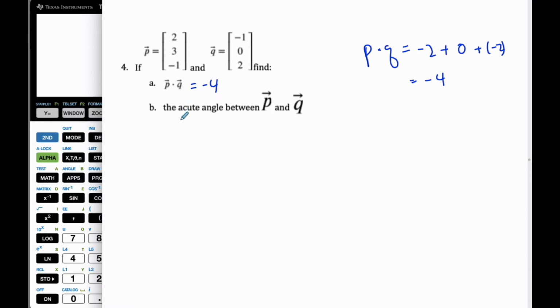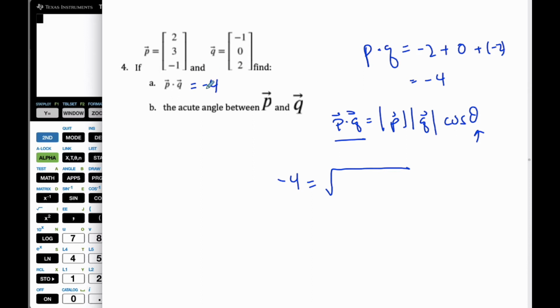And then part B says find the angle between them. Well, I know that P dot Q is equal to the square root of P. Oh, no, it's not. It's equal to the magnitude of P times the magnitude of Q cosine theta, where theta is the angle between. I have some P, some Q, and here is theta between those two vectors. So I already have the left-hand side of my equation. That is equal to negative 4.